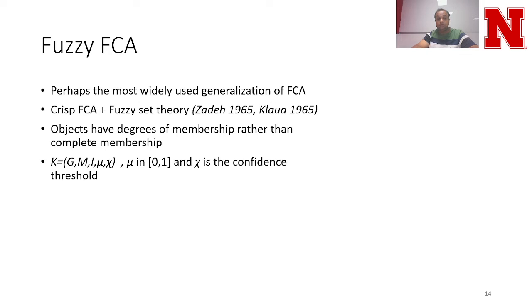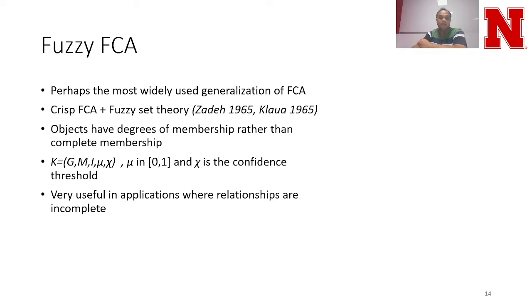So this actually extends the original FCA from (G, M, I) to (G, M, I, μ, χ), where μ is a number between 0 and 1, saying the degree of membership between an object G and attribute M, and χ is a confidence threshold, which basically is used to convert it to crisp FCA, or a threshold which can be used to remove certain objects where the relationship between objects and attributes is very less. So this becomes very useful in real-time applications where relationships are incomplete.